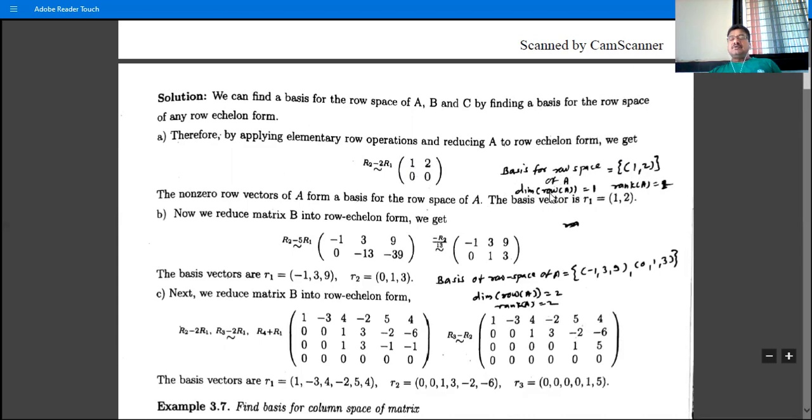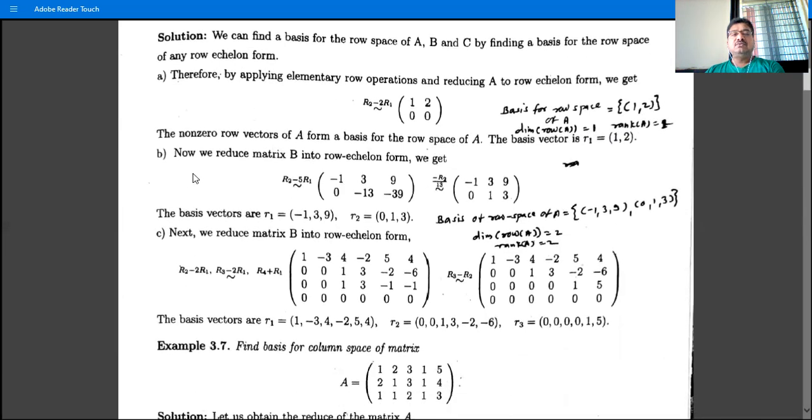Therefore the dimension of row space of A is 1, because this basis contains only one element, and we know that the dimension of any vector space is the number of elements in its basis. So this basis of row space of A contains only one element, and therefore the dimension of row space of A is 1, and therefore the rank of A is 1. The rank of the given matrix is 1.